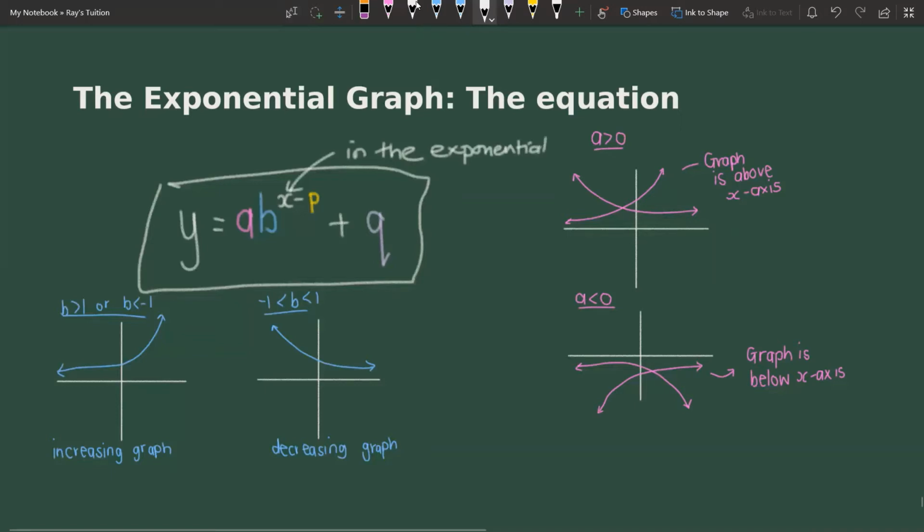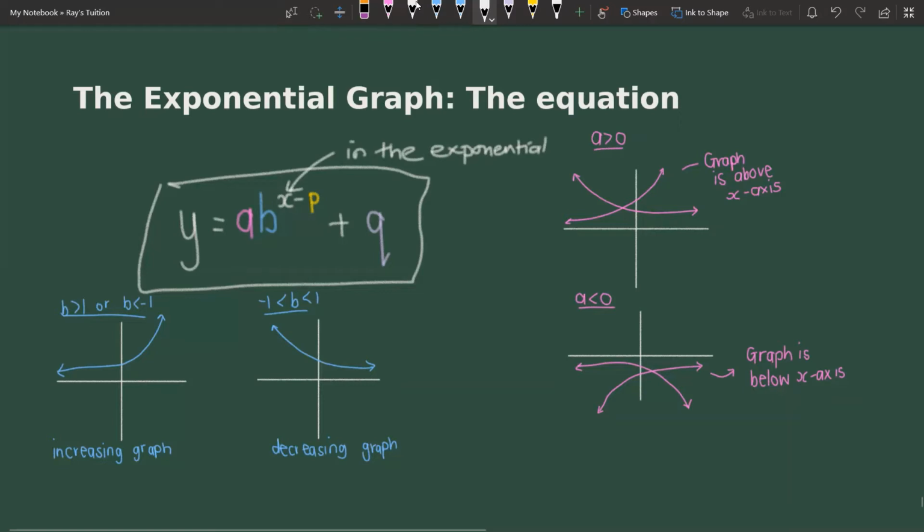So let us have a look at what the a and the b control. The a, which is the shape parameter, determines whether your graph is above the x-axis or below the x-axis. So if a is positive, then we would have either a graph that looks like that or like that, and it is above the x-axis. If our a value is negative, then we can expect our graph to be somewhere below the x-axis.